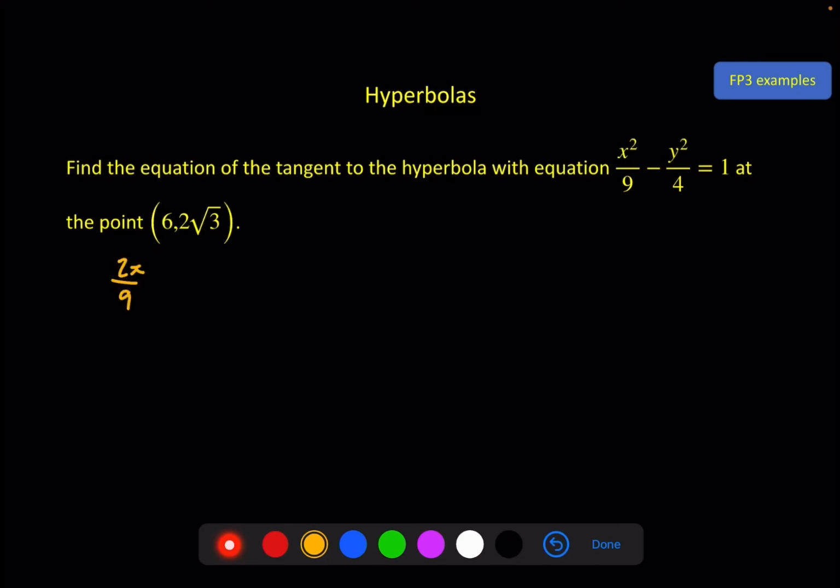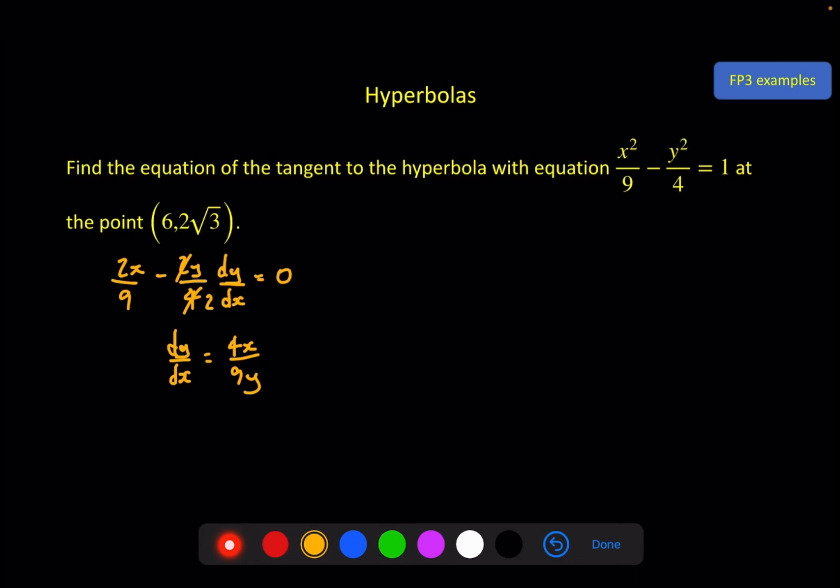So we get 2x over 9 minus 2y over 4 dy by dx equals 0. We can cancel some of these out. So we rearrange this to get dy by dx, 4x over 9y. And I want the equation of the tangent, so that's the gradient.